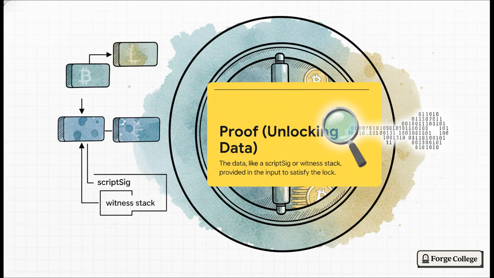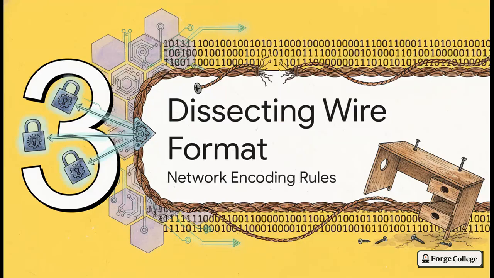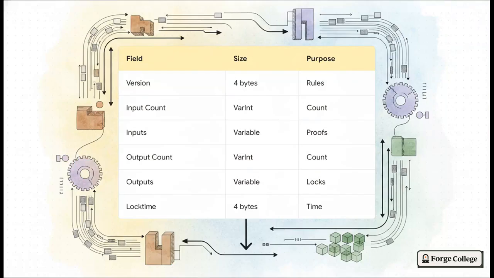The pointer finds the exact safe you want to open. The lock is the heavy steel door on that safe. And the proof? That's the exact mechanical combination you spin to crack it wide open. Moving right along to Section 3, Dissecting the Wire Format. Okay, so we have our pointers, locks, and proofs. Now let's look at the actual wiring of this machine.